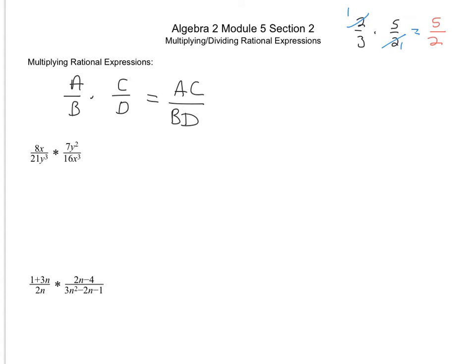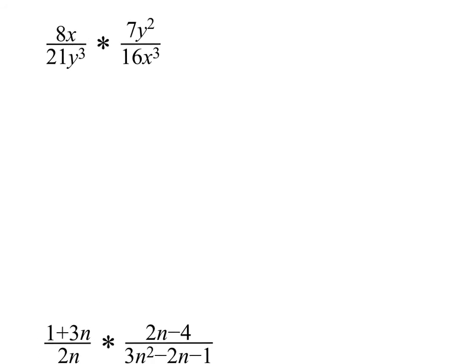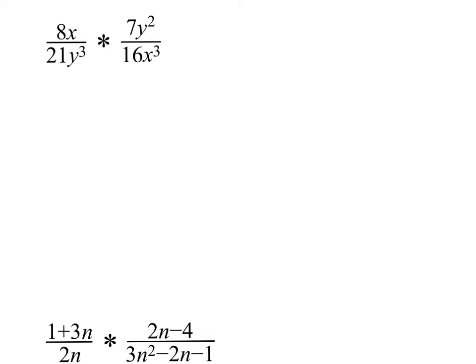Okay, so let's look at some examples where we have some more involved polynomials multiplying. So we have 8x over 21y cubed times 7y squared over 16x cubed. Now I can multiply these straight across, 8 times 7, and do all that, but I'm going to try the idea where I'd like to cancel either up and down or across. You can never cancel left and right, but you can always cancel up and down or across.